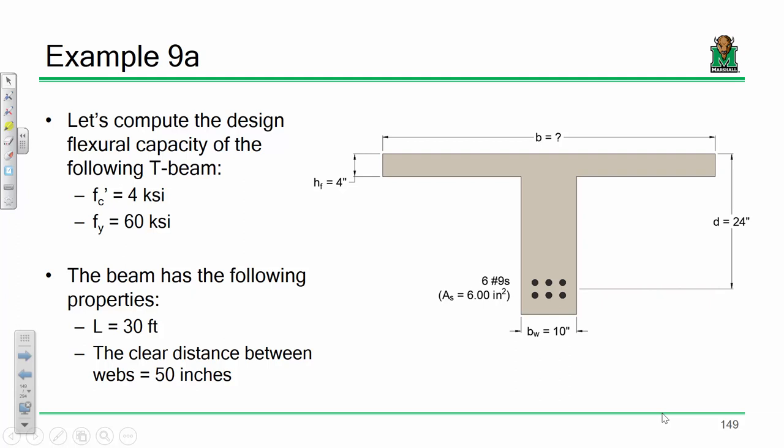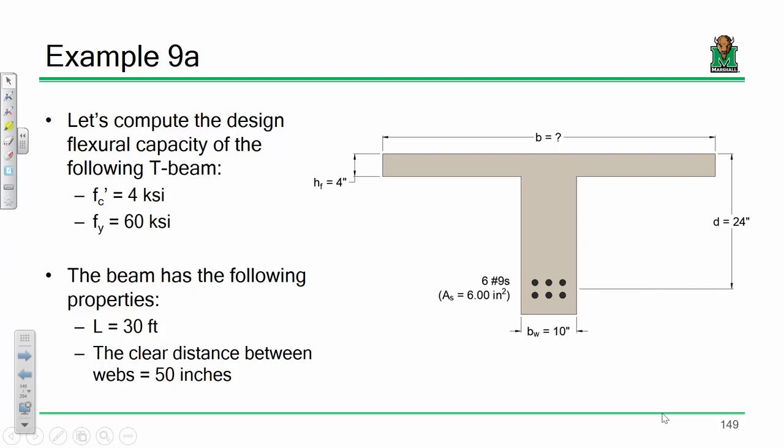Now notice some notation here. b is the total out-to-out width of your flange. b sub w is the width of your web. So we're starting to introduce some new symbols here. Actually, let me take that back. We've seen b sub w before, but when we were looking at a rectangular beam, b and b sub w were the same thing because it's all the same.